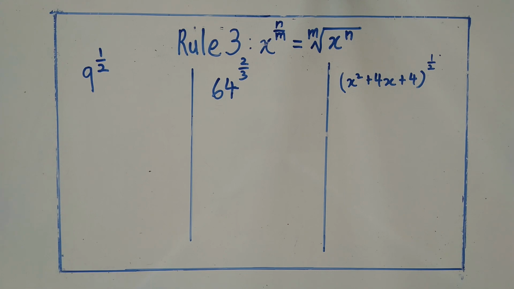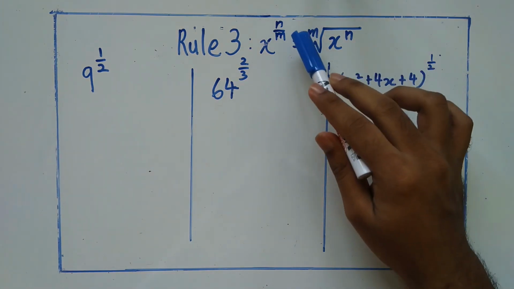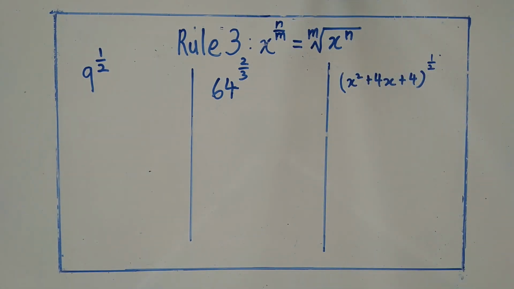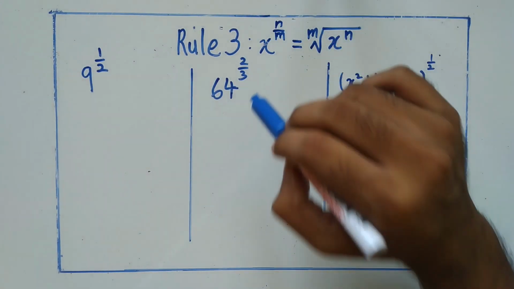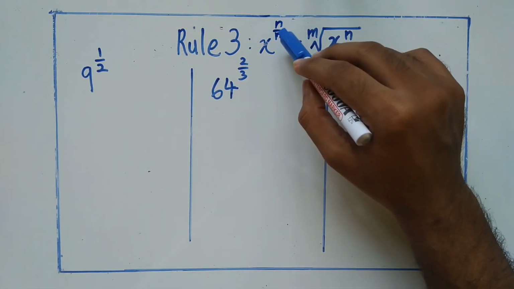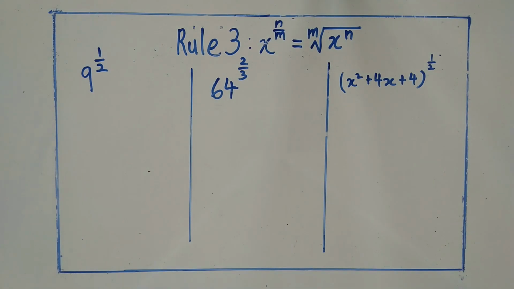The third rule is the fractional exponents. The fractional exponents expresses power and roots together. The numerator is the power of the base and the denominator is the root of the base. Here are some examples to demonstrate.